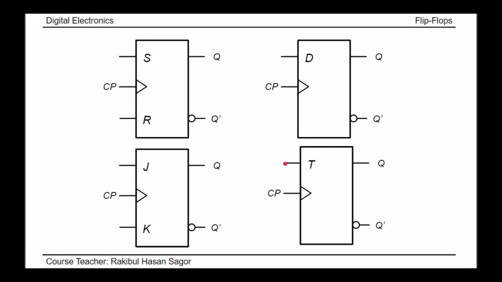For the T flip-flop, when T equal to 0, it will hold the previous output. When T equal to 1, it will toggle the previous output. For the D flip-flop, when D equal to 0, it will transfer the 0 output. When D equal to 1, it will transfer the 1 output at each clock pulse triggering. I hope all of you understood the basic operations of these flip-flops.